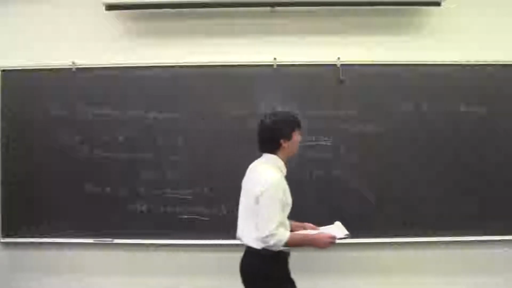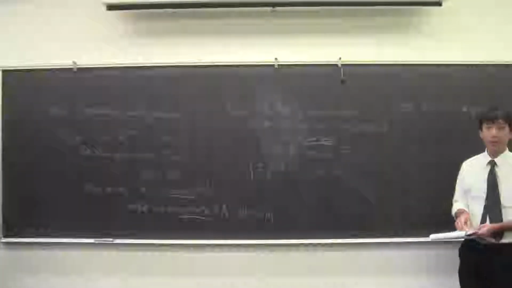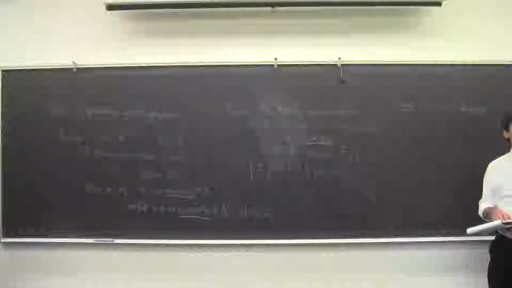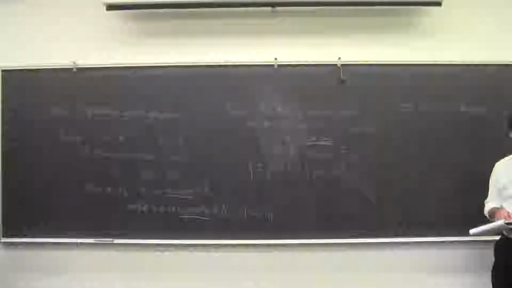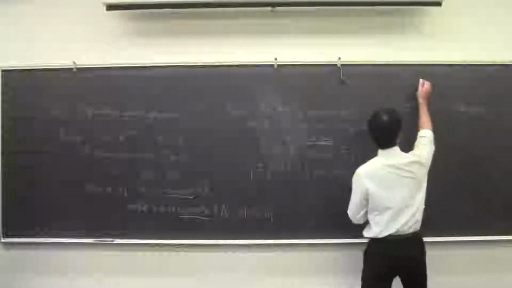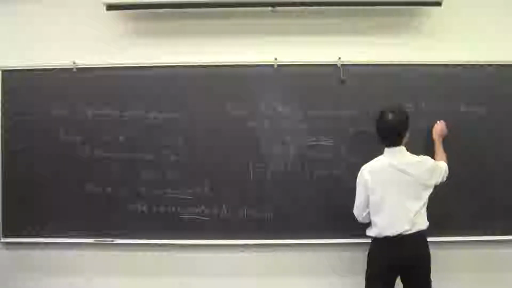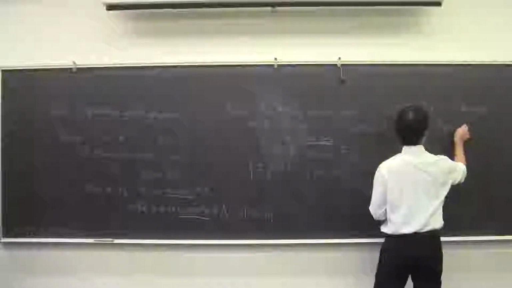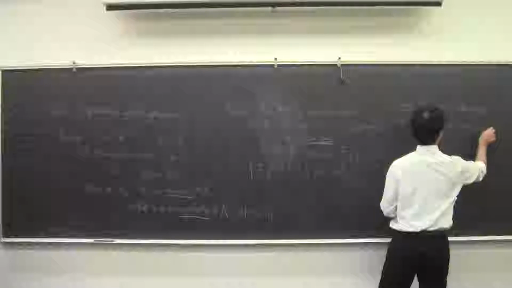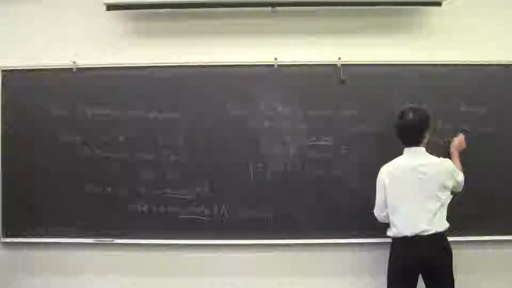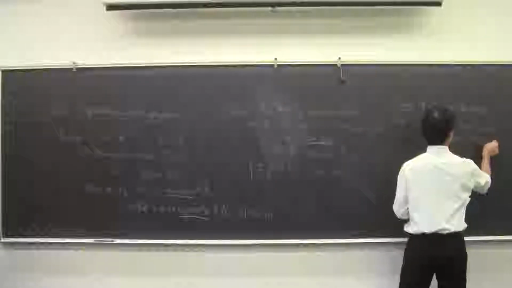What's a strategy for showing something is a subspace? Showing that it holds under scalar multiplication and addition. Exactly. So it suffices to show that this thing is closed under vector addition and scalar multiplication.